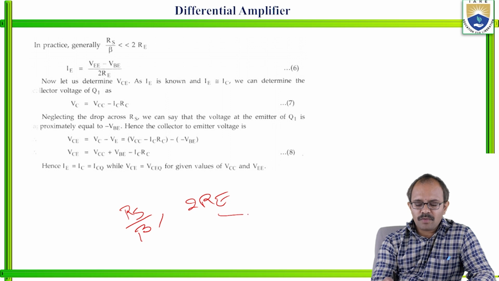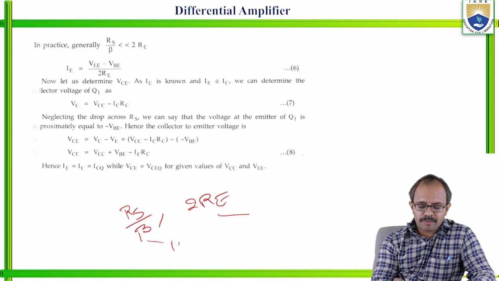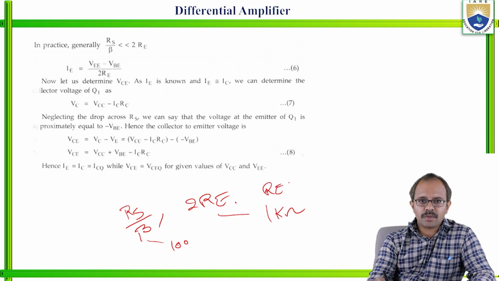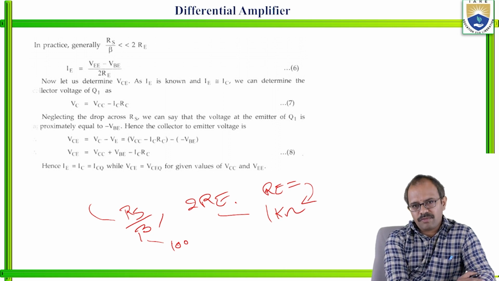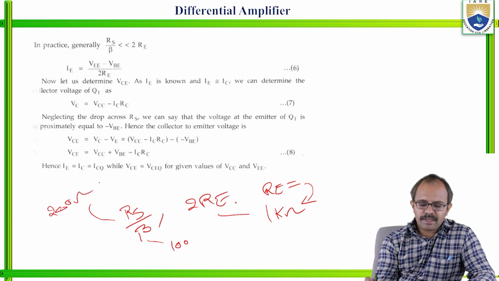Let us consider the value of RE as at least a few kilo ohms. And what is the value of beta? Let us say it is 100. Let RE be 1 kilo ohm, that is, RE equals 1 kilo ohm and beta as 100. What about the value of RS? It will be of the order of hundreds of ohms. It can be 100 ohm or 200 ohms.